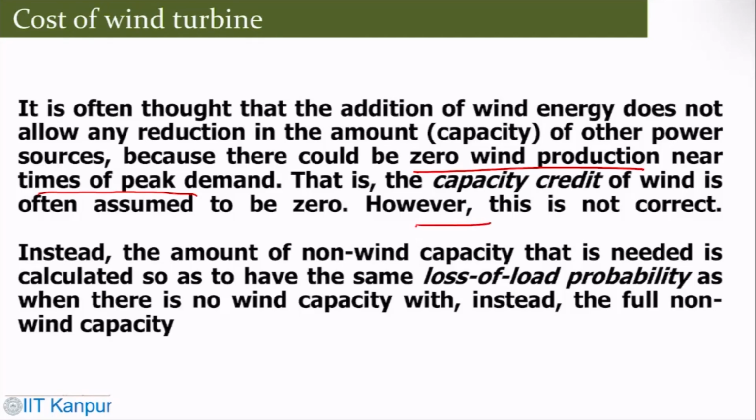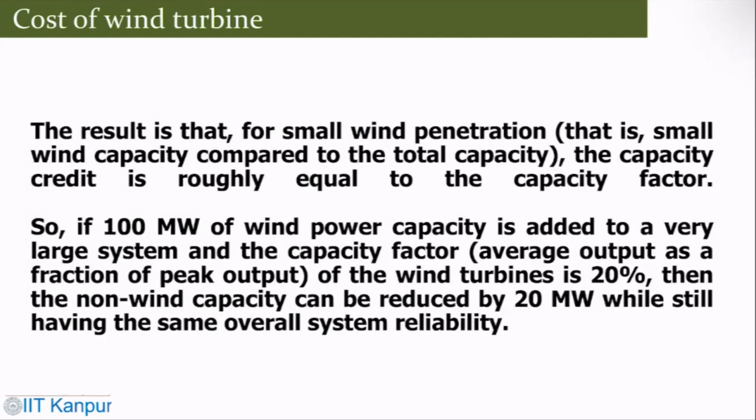However, this is not so. Instead, the amount of non-wind capacity needed is calculated so as to have the same loss of load probability as when there is no wind capacity but instead the full non-wind capacity. So these are some issues which can affect your cost calculations as well. As a result, with small wind penetration, that is, small wind capacity compared to the total capacity, the capacity credit is roughly equal to the capacity factor.